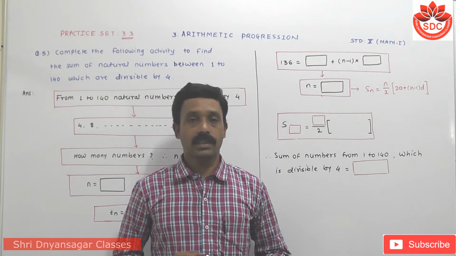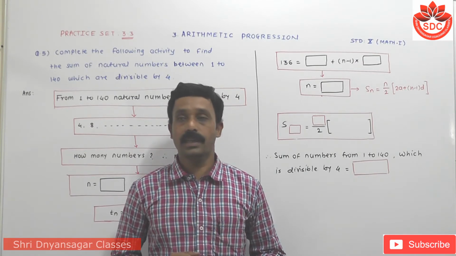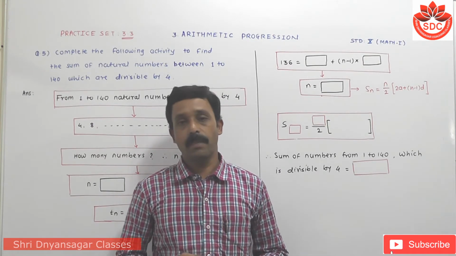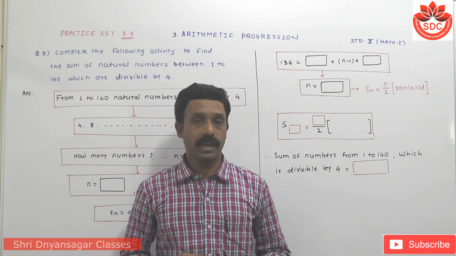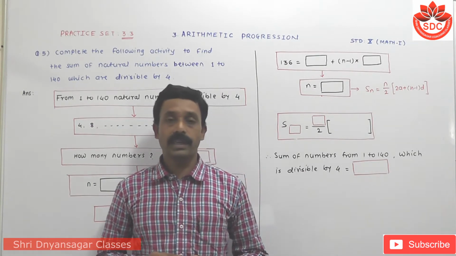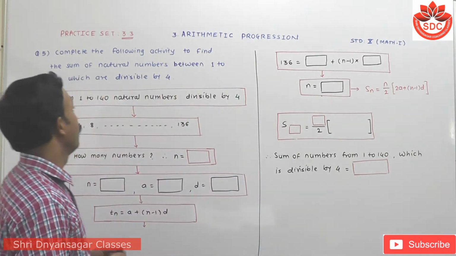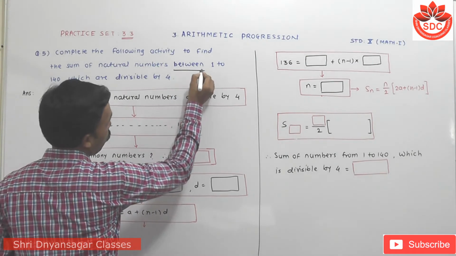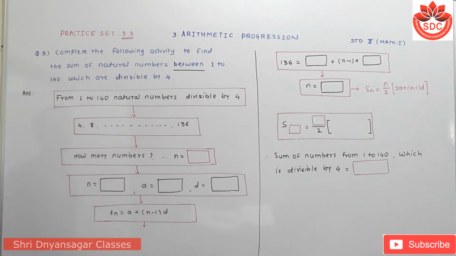Students, today we discuss the next questions of Practice Set 3.3 of the chapter Arithmetic Progression of Mathematics Part 1, 10th Standard. Question number 5 is an activity-based question. We take this question here. Complete the following activity to find the sum of the natural numbers between, students look carefully here, between 1 to 140 which are divisible by 4.